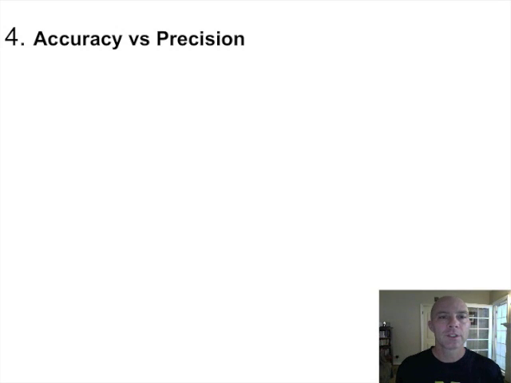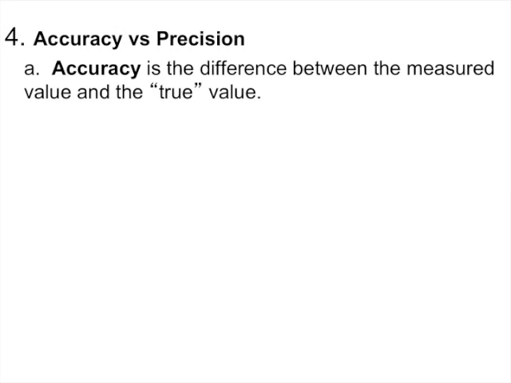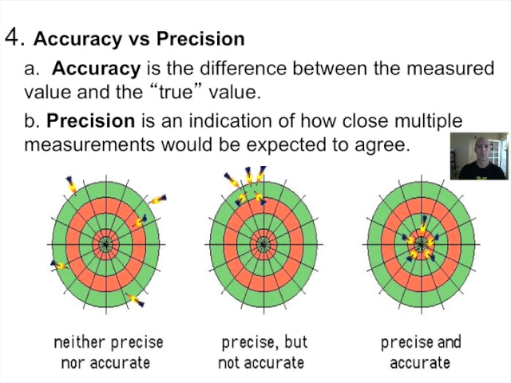When we take measurements in class, we want to be both accurate and precise. One or the other isn't enough. Look at this first dartboard. These darts are all over the place. This person is neither accurate nor precise.